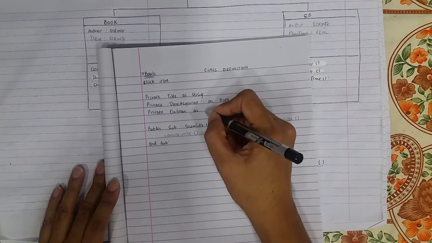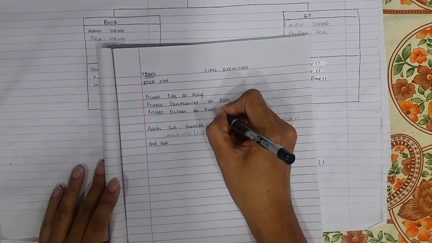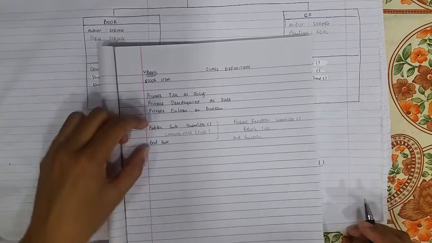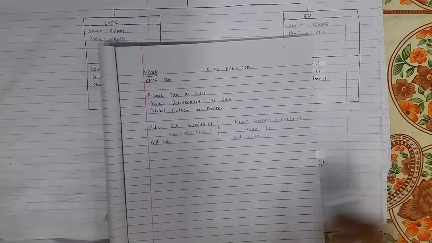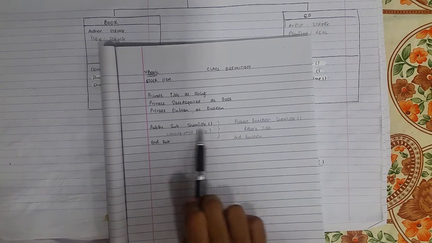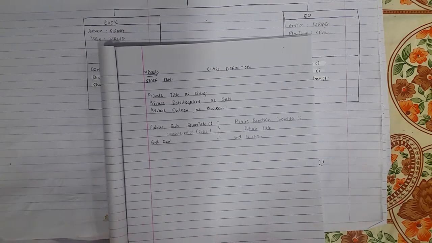So loan it is boolean. And for the case of the method, I have chosen public subroutine show title. It needs something like console.writeLine title inside to be able to display the title on the screen. Now this is supposed to get the title.